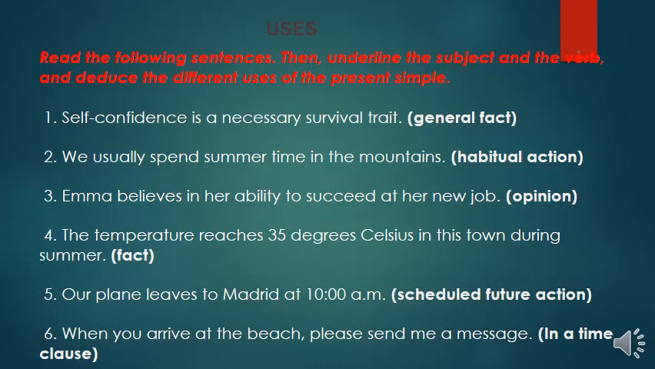Number 5. Our plane leaves to Madrid at 10 a.m. Scheduled future action. What do we mean by scheduled future action? First, let's underline the subject, circle the verb. Plane is a singular subject, so we added s to leaves. Scheduled future action, if you can see here, they said at 10 a.m. When I state the time, it means this action is scheduled. I already planned for this action. That's why we say our plane leaves. So the fifth use of the present simple tense is to state scheduled future actions.